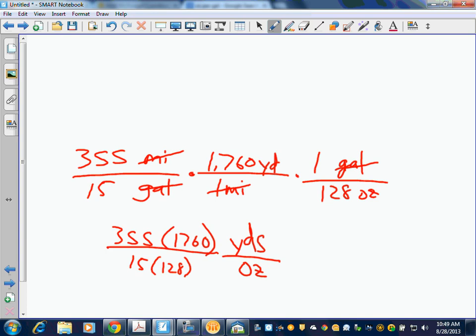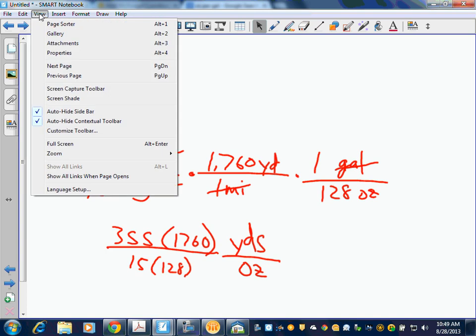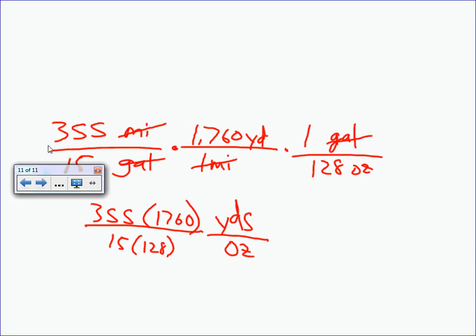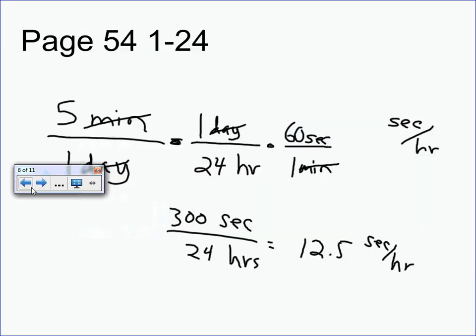We did the football player that was running a 40-yard dash. We did the baseball pitcher who was throwing the ball. And those conversions are all we're doing right there when you do those conversions. Again, page 124, page 54, 1 through 24.